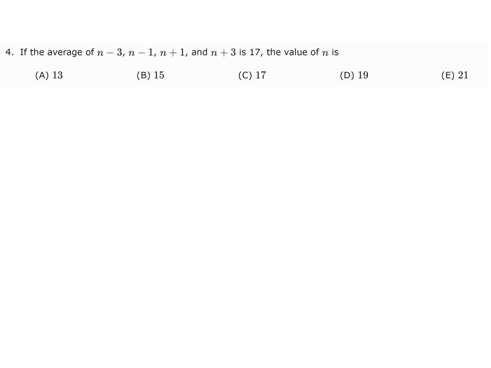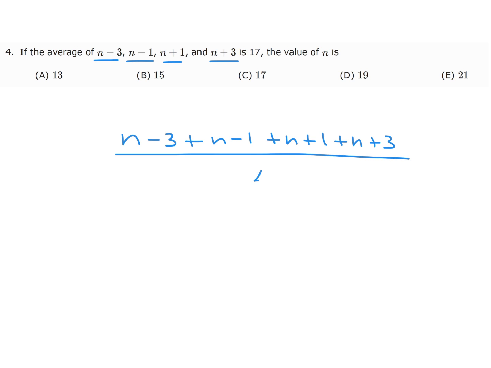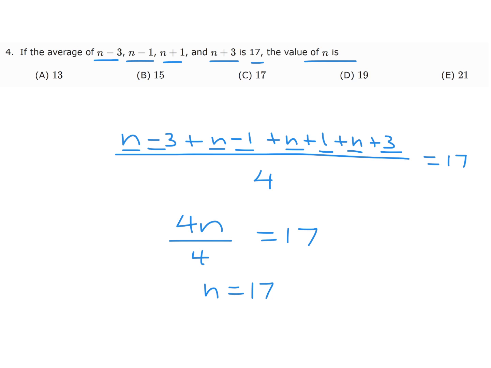If the average of n minus 3, n minus 1, n plus 1, and n plus 3 is 17, the value of n is. So let's add them all up. That's how you get an average. And then we divide by how many numbers there are: 1, 2, 3, 4. So 4 numbers. And they've told me that average is 17. So let's do the math. 4n minus 3 minus 1 plus 1 plus 3. Well, that cancels. So we're just left with 4n over 4 equals 17. That reduces to n equals 17. And that's it. So that is C.